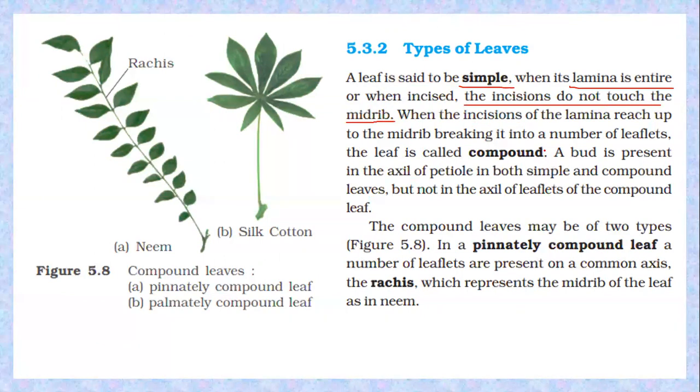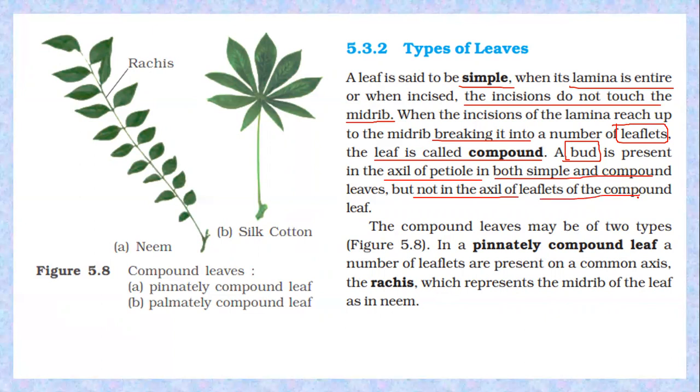When the incision of the lamina reaches up to the midrib, breaking it into a number of leaflets, the leaf is called a compound leaf. A bud is present in the axil of the petiole in both simple and compound leaf. Okay, guys. So you can see a bud is present in the axil of the petiole, both in simple and compound leaf, but not in the axil of the leaflets. You will find the axil of the petiole.